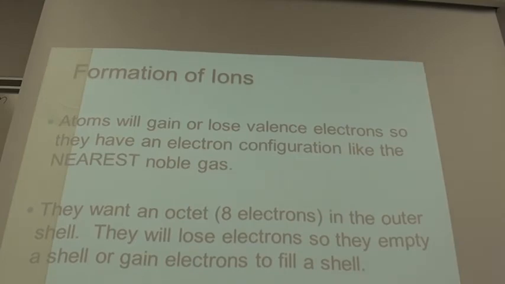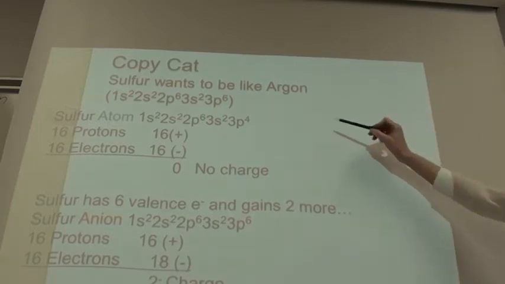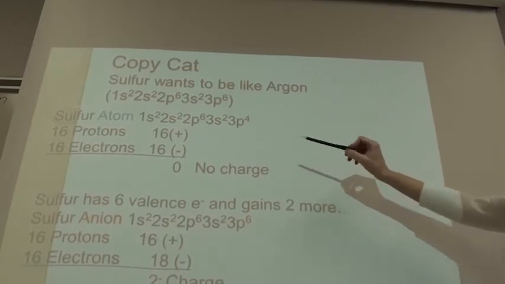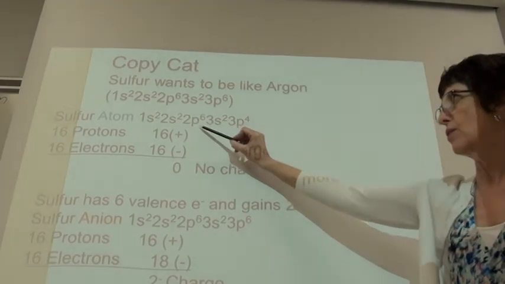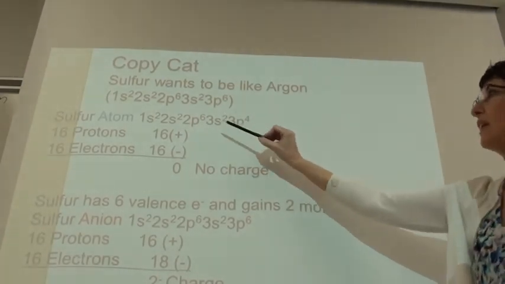When we're talking about bonding, it's really important that you be able to figure this out. This is what we just did. Sulfur wants to be like argon. The sulfur atom is 1s2, 2s2, 2p6, 3s2, 3p4 with its 6 valence electrons.